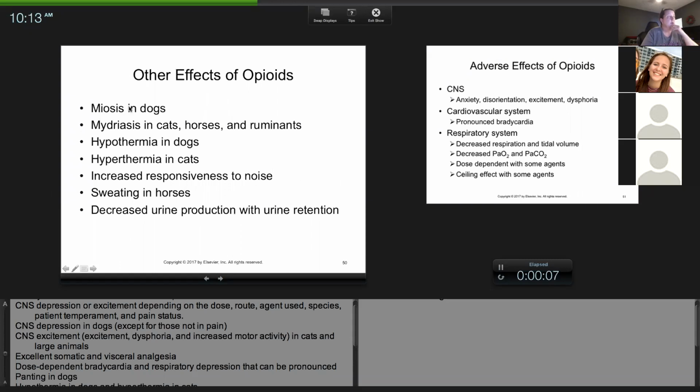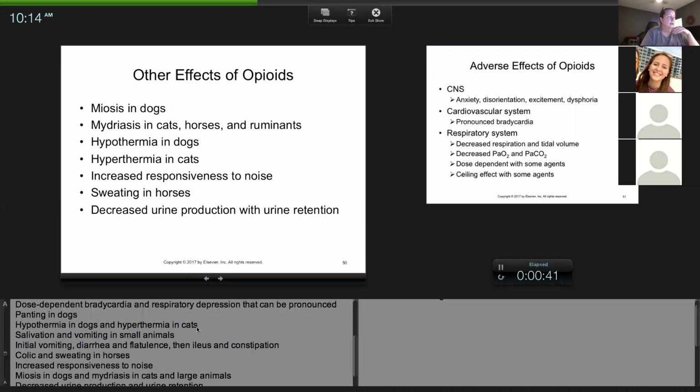So you tend to get meiosis in dogs, but mydriasis in cats, horses, and ruminants. So the cats get that very saucer eye pupil. That's when I talked about doing PLRs. If you have a cat that's had a lot of opioids, their eye is always going to look a little more dilated than normal. You can see hyperthermia, increased responsiveness to noise, can get some decreased urine production, but as long as they're urinating at least 2 times a day, then it's usually not a problem.